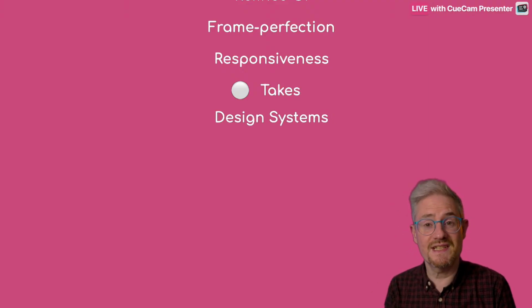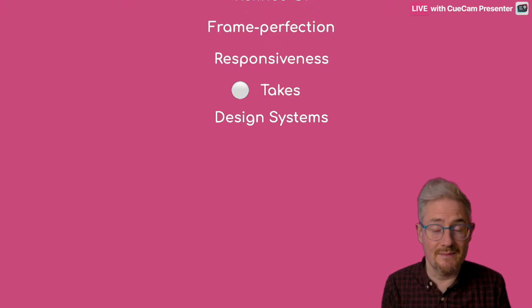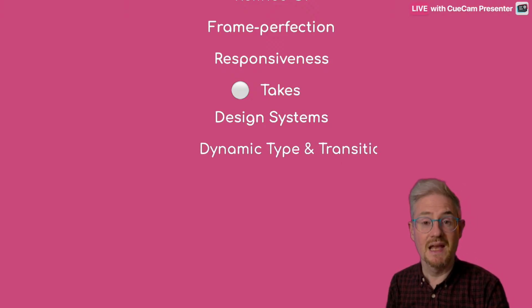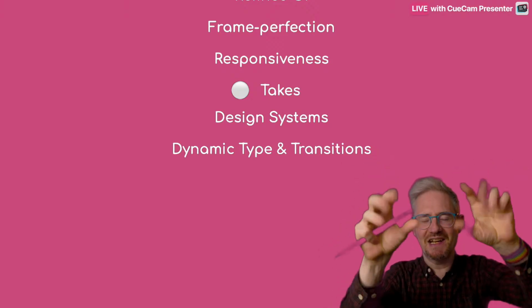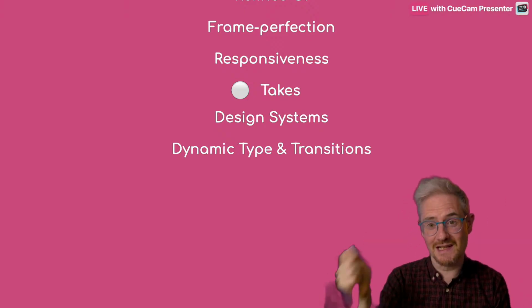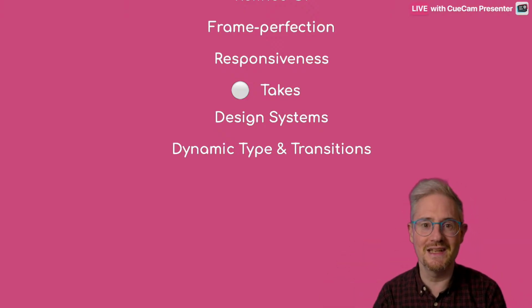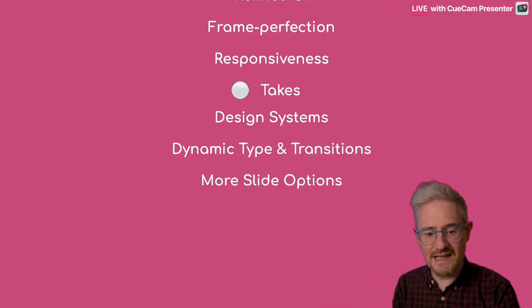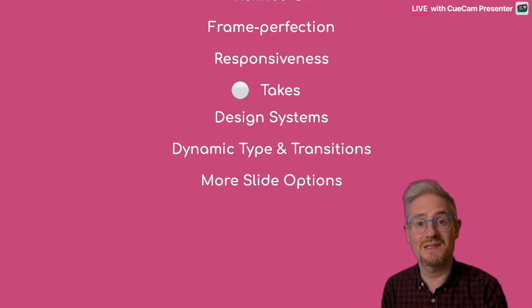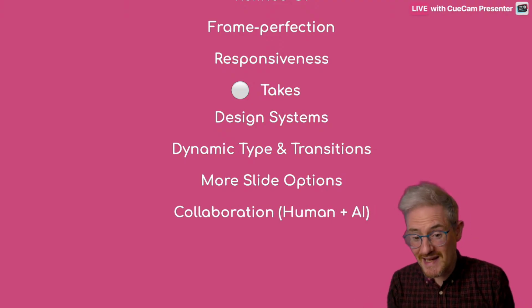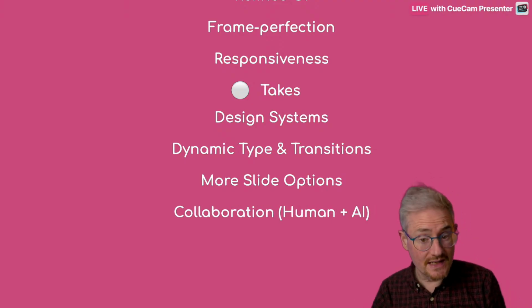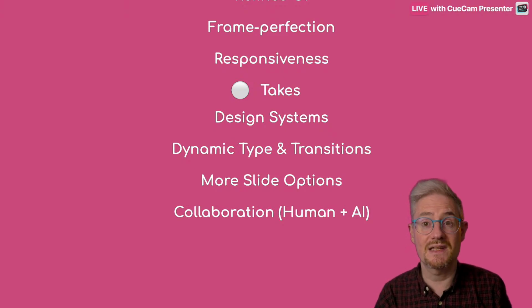We can have more sophisticated design systems, more typography, dynamic, splashy text effects and transitions. I've been looking at all that with the new engine. More slide options, more ways of building up slides. Human and AI collaboration, sort of through a browser interface.